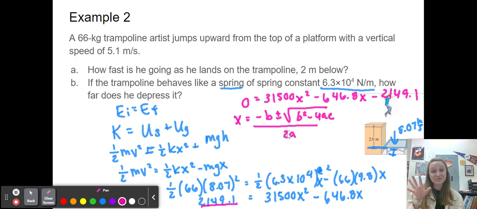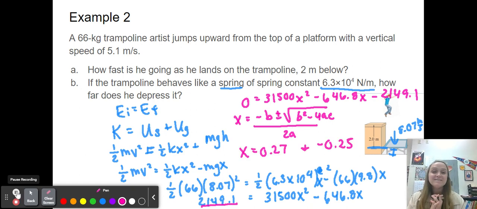I want to encourage you to do this. I'm going to pause my video and do this calculation because this is an algebra 2 skill. It's not a physics skill, but I'm going to pause it, solve for x real quick, and then I'll unpause my recording. All right, if you did this calculation, you should have got a positive 0.27 and a negative 0.25. And I want you to think to yourself, which one's my correct answer? Because it's kind of hard to figure out.